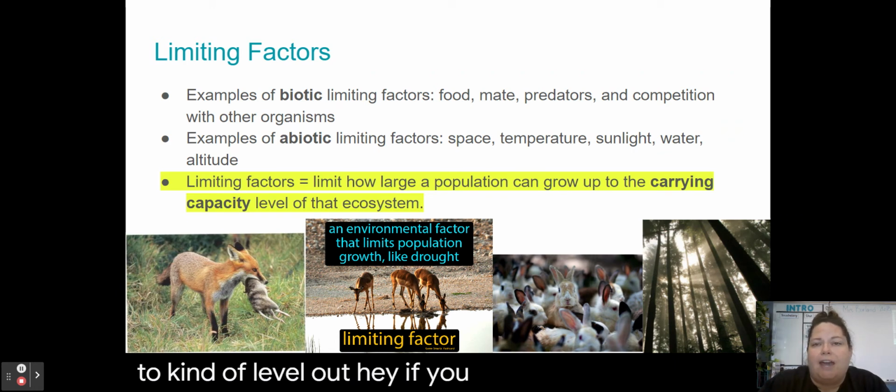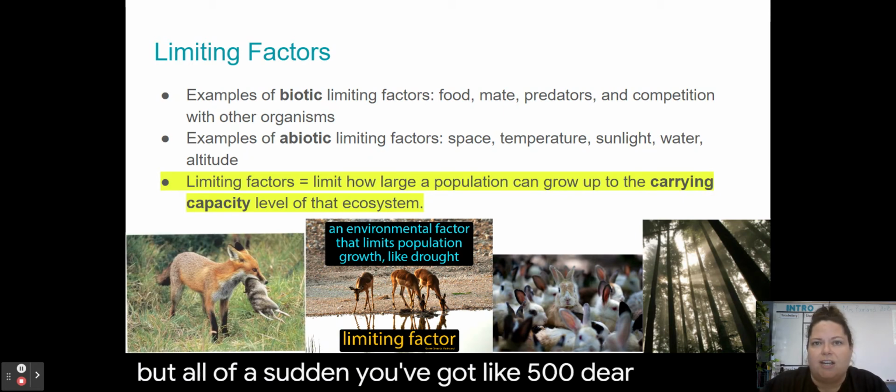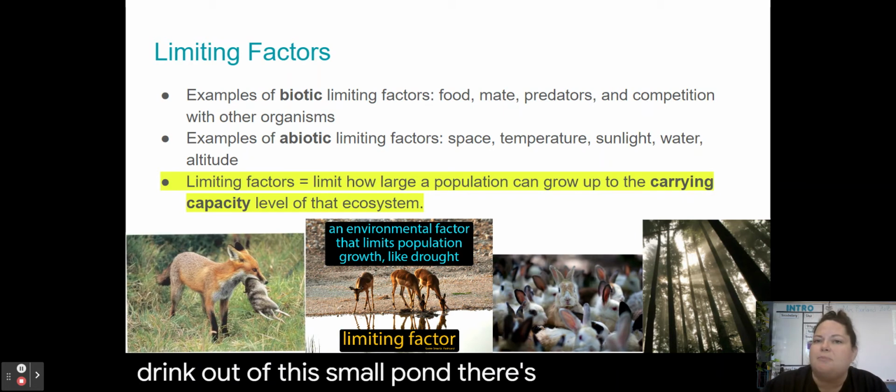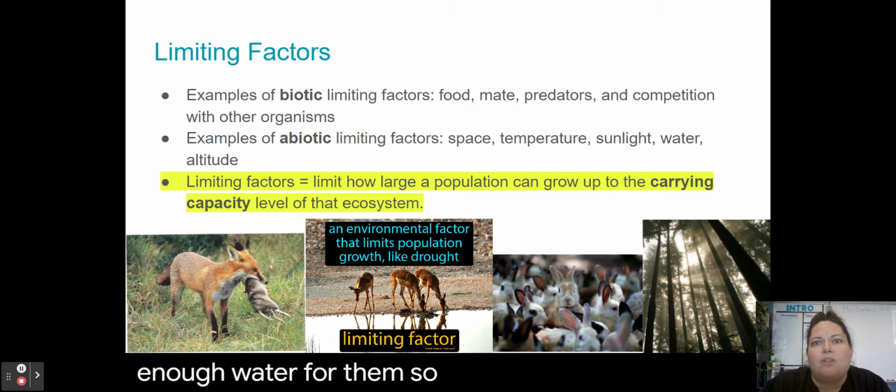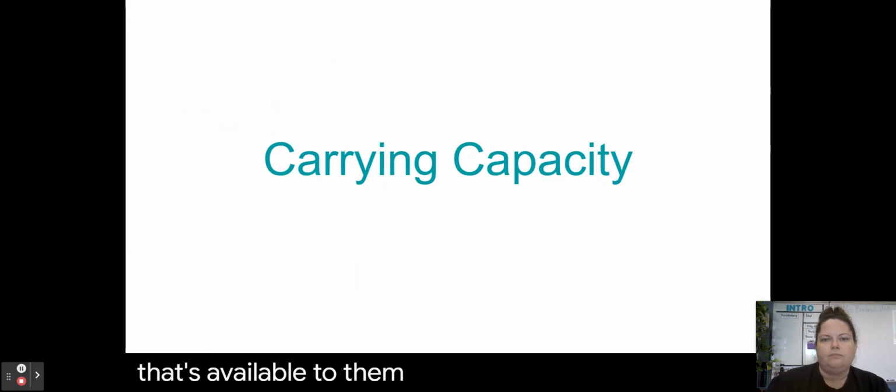Okay. If you only have a small pond, but all of a sudden you've got like 500 deer trying to drink out of this small pond, there's not going to be enough water for them. So, therefore, their population is going to be limited based on that amount of water that's available to them.